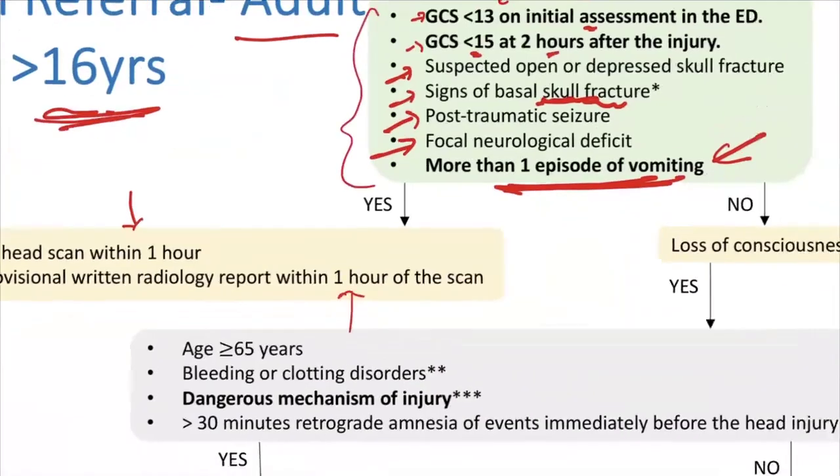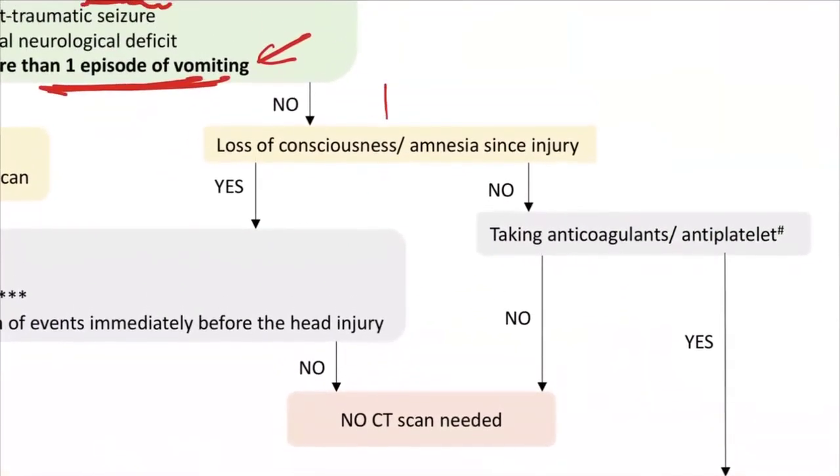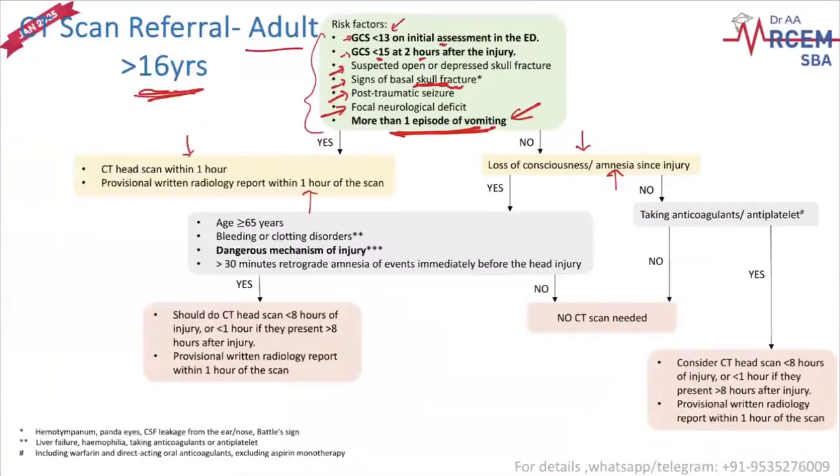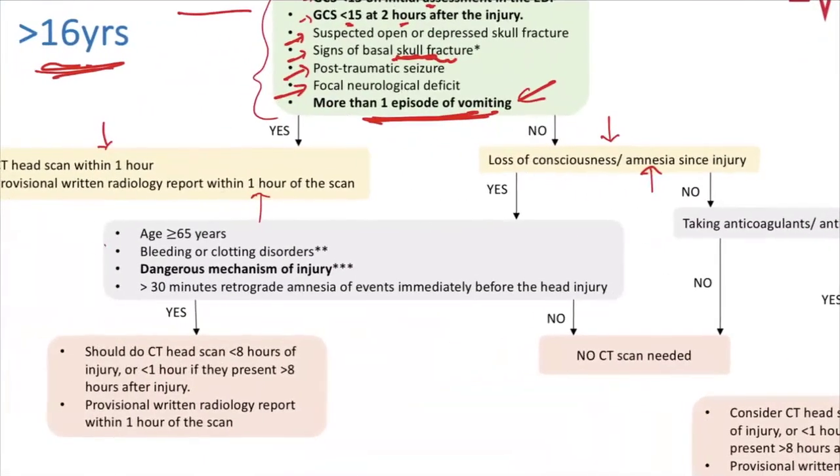If none of these are present, then you will see whether this patient had any loss of consciousness or amnesia. Amnesia means he doesn't remember after the injury what has happened. If for a brief time of 5, 10, or 20 minutes he's not able to remember, or he has a proper loss of consciousness, and any of these is present, then you will look at the age of the patient. Is it 65 or more than 65 years? Are there any obvious bleeding disorders, or is he a known case of any bleeding disorders, or is he on any anticoagulants like rivaroxaban, apixaban, or warfarin?